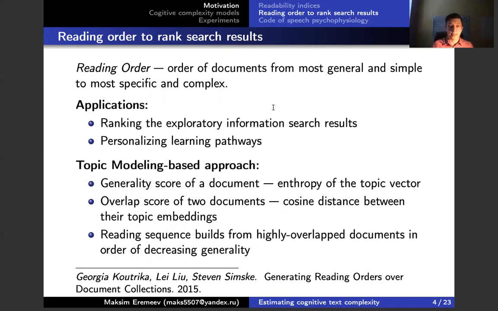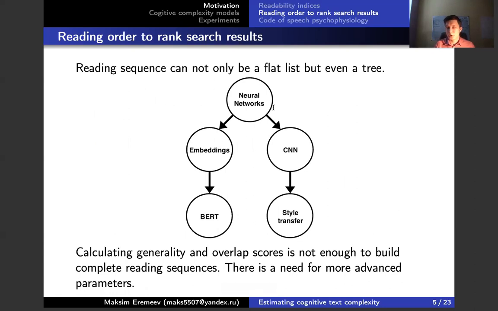Combining these characteristics, the authors build reading sequences like simple lists sorted in some order, and then unite them to get a reading tree. Here is an example of such a tree for the neural networks topic. The point is that the algorithm allows us to automatically identify the topical hierarchy and sort source documents in logical order. However, our experiments show that knowing how general a document is, is not enough to generate such a complex structure.